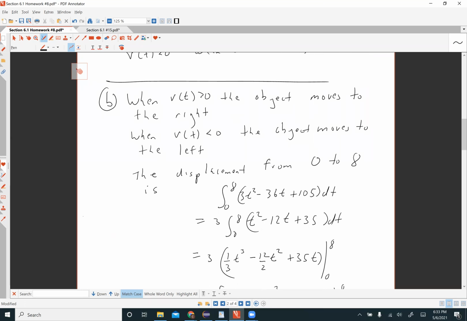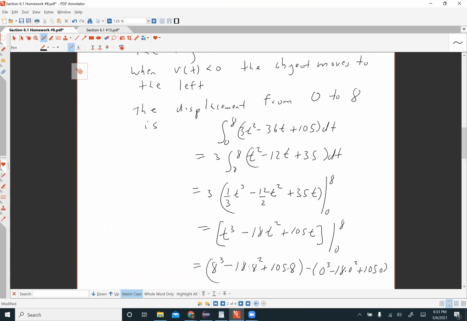So all we have to do for the displacement is integrate from 0 to 8. We just compute that definite integral, factor out 3. I think we can do these antiderivatives now, especially with the power rule. We're going to integrate t squared minus 12t plus 35. We get t cubed over 3. For 12t, we add 1 to the exponent, divide by 2. So you get 12 over 2 t squared plus 35t, and we're going to evaluate from 0 to 8.